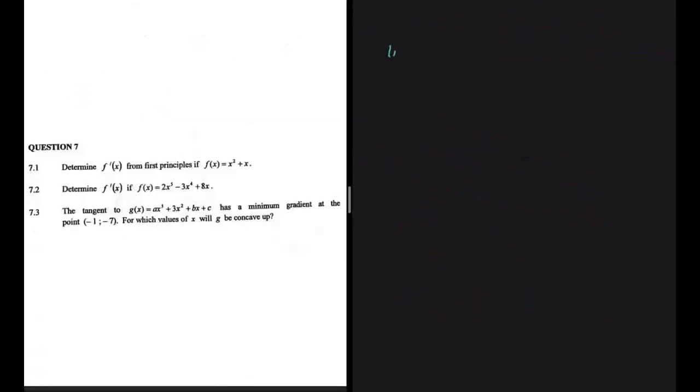First principles. So it's the limit as h tends to 0 of f of x plus h minus f of x, everything divided by h. So for this part here, f of x plus h, we just take the function itself, f of x, and everywhere there is x, we put x plus h, and then minus f of x, we just subtract f of x. There's nothing special we're doing.